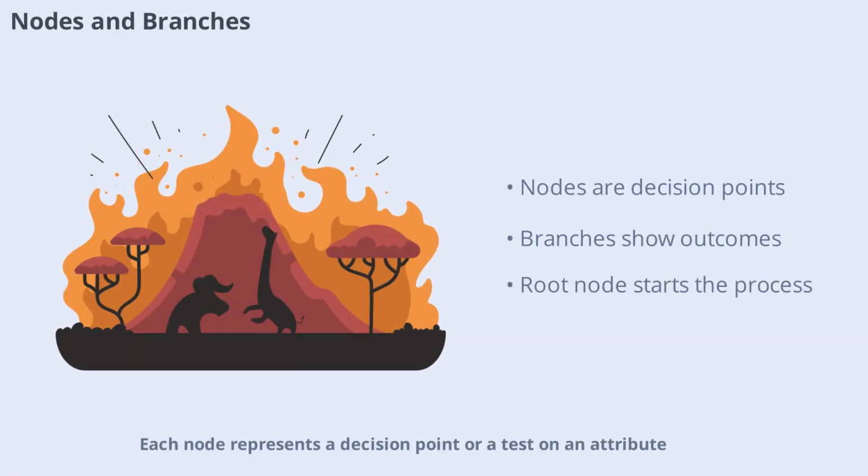In a decision tree, the main components are nodes and branches. Each node represents a decision point or a test on an attribute, while branches show the possible outcomes of that test. The top node is called the root, and it's where the decision-making process begins. As you move down the tree, you encounter more nodes and branches, each representing further decisions or outcomes. This structure allows for a step-by-step breakdown of complex problems, making it easier to follow the logic behind each choice.